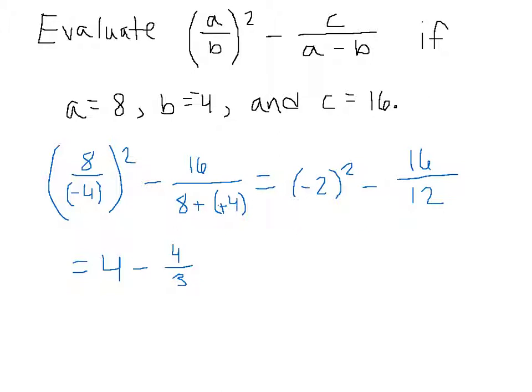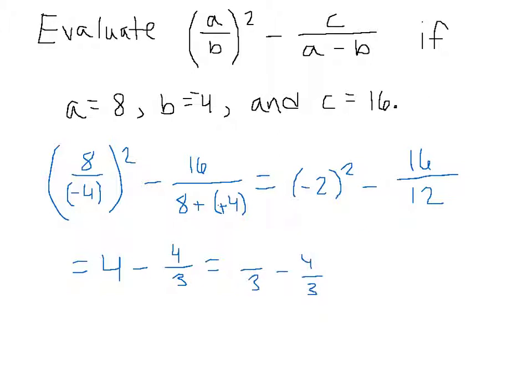But notice how I have a slight problem here. I have to take a whole number and subtract a fraction. Well, the best way, in my opinion, to do this is to make this into a fraction too, in which it has the same denominator. So here's what I'm going to do. I'm going to rewrite the whole thing, blank over 3 minus 4/3.